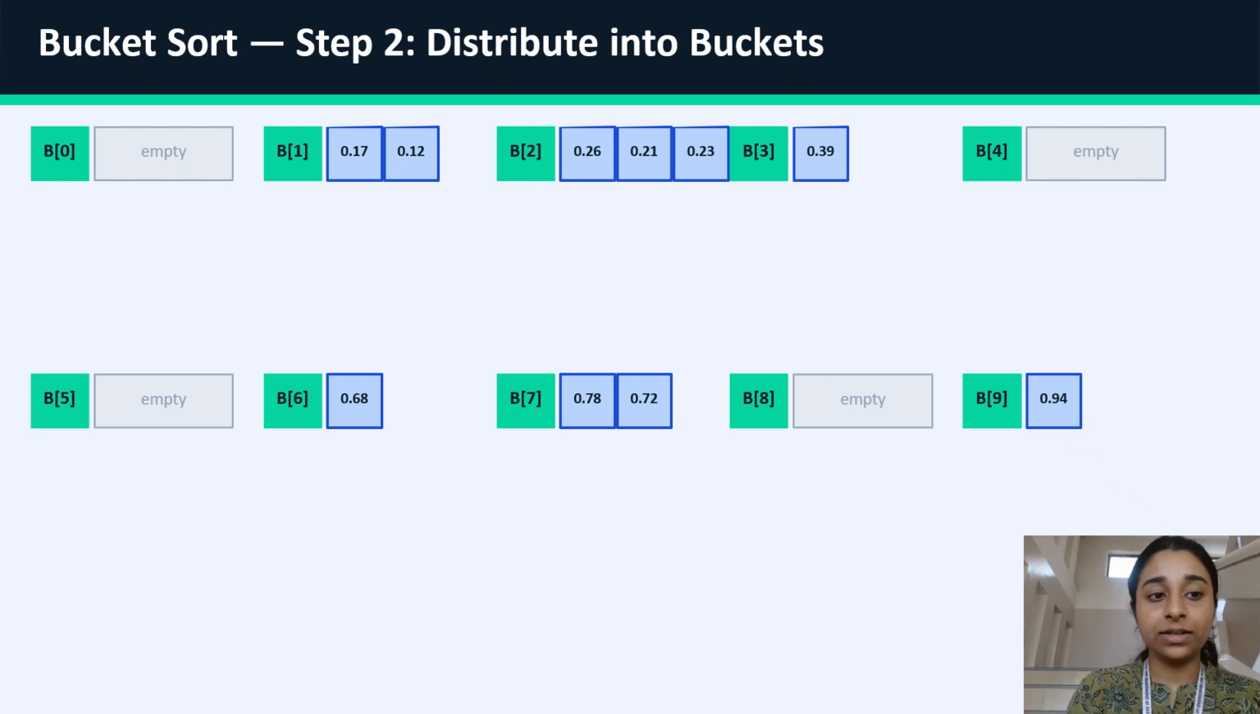By adding that, in bucket B[0] there are no elements, and in B[1] we have two elements, 0.17 and 0.12, and in B[2] we have three elements, 0.26, 0.21 and 0.23, and in B[3] we have one element, 0.39. B[4] is empty, B[5] is also empty, and in B[6] we have 0.68, and B[7] has 0.78 and 0.72, and B[8] is empty again, and in B[9] we have 0.94.